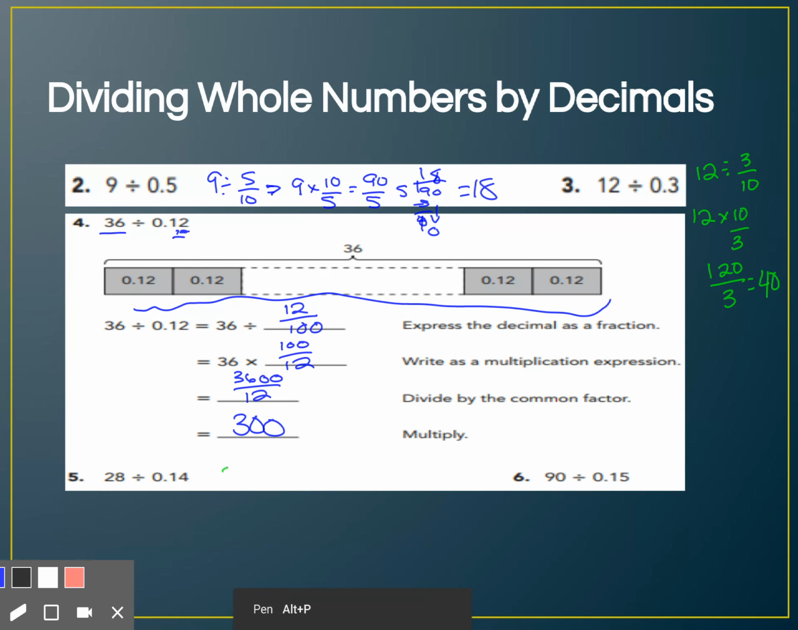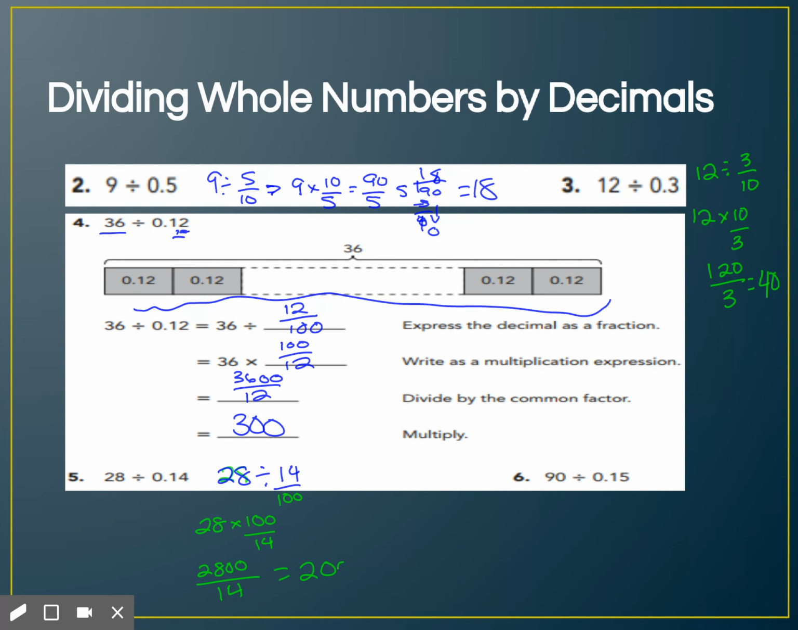Okay, so 28 divided by 14 hundredths. I'm going to do the same thing. Just want to make that easier for you to see. So now I do 28 times 100 over 14. And I would get 2,800 over 14. 28 divided by 14 is 2. And then I'm just going to add my 2 extra zeros.